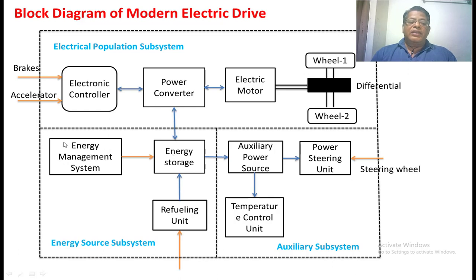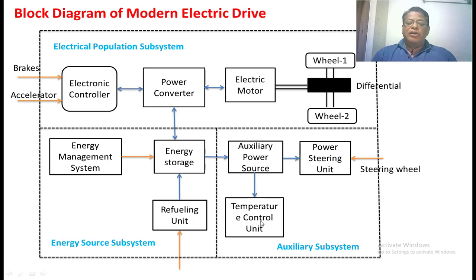Another function of the energy management system is that it works along with the electronic controller during regenerative braking. Whatever power is coming from the vehicle should be stored in an energy storage device. Not only the motor, some other equipment will also be there in an electric vehicle. Those electrical equipment require electrical power at a different voltage level. That power will be given by the auxiliary power source.